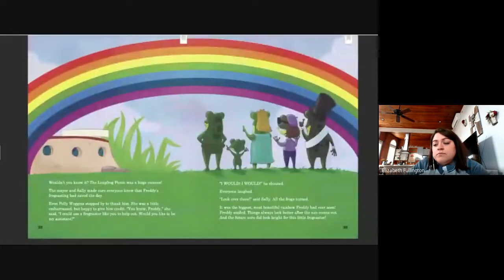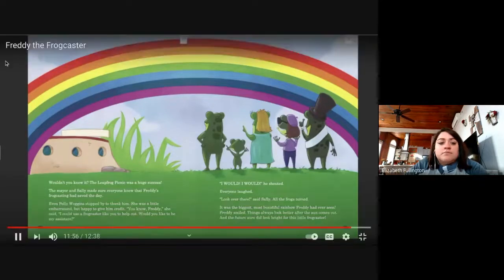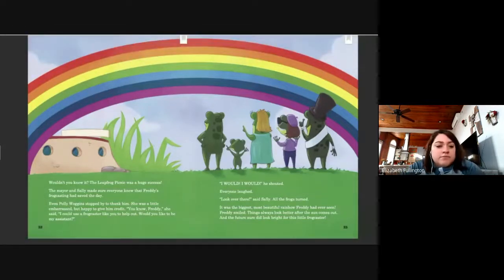Wouldn't you know it, the leapfrog picnic was a huge success. The mayor and Sally made sure everyone knew that Freddie's forecasting had saved the day. Even Polly Woggins stopped to thank him. She was a little embarrassed, but happy to give him credit. "You know, Freddie," she said, "I could use a frogcaster like you to help out. Would you like to be my assistant?" "I would," he shouted. Everyone laughed.